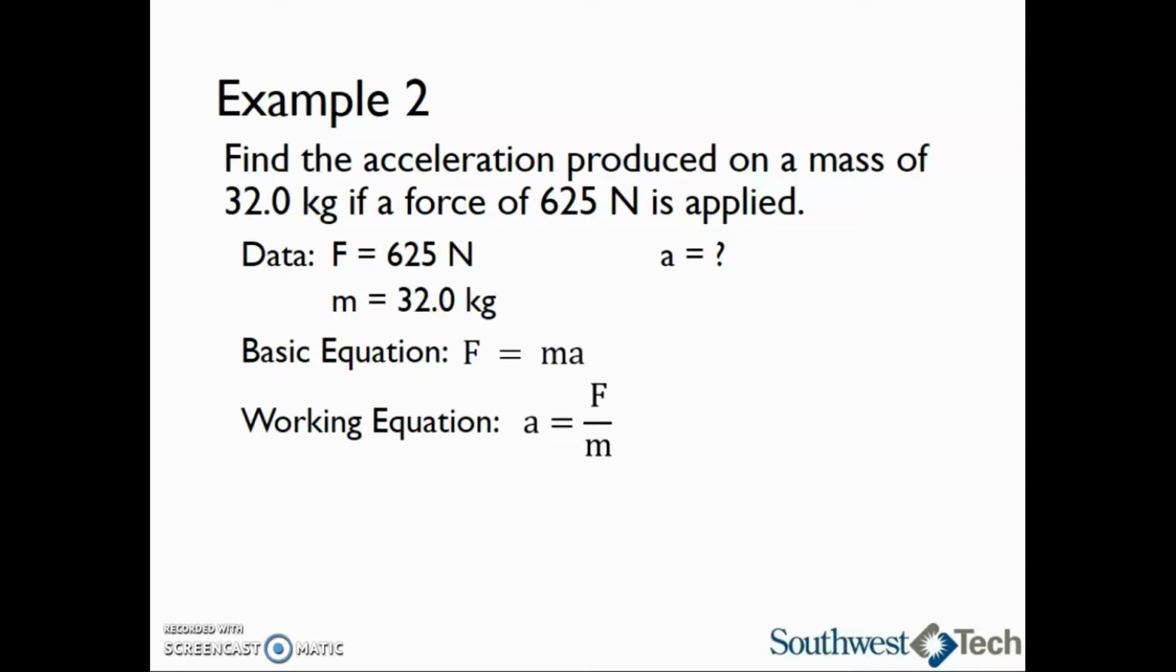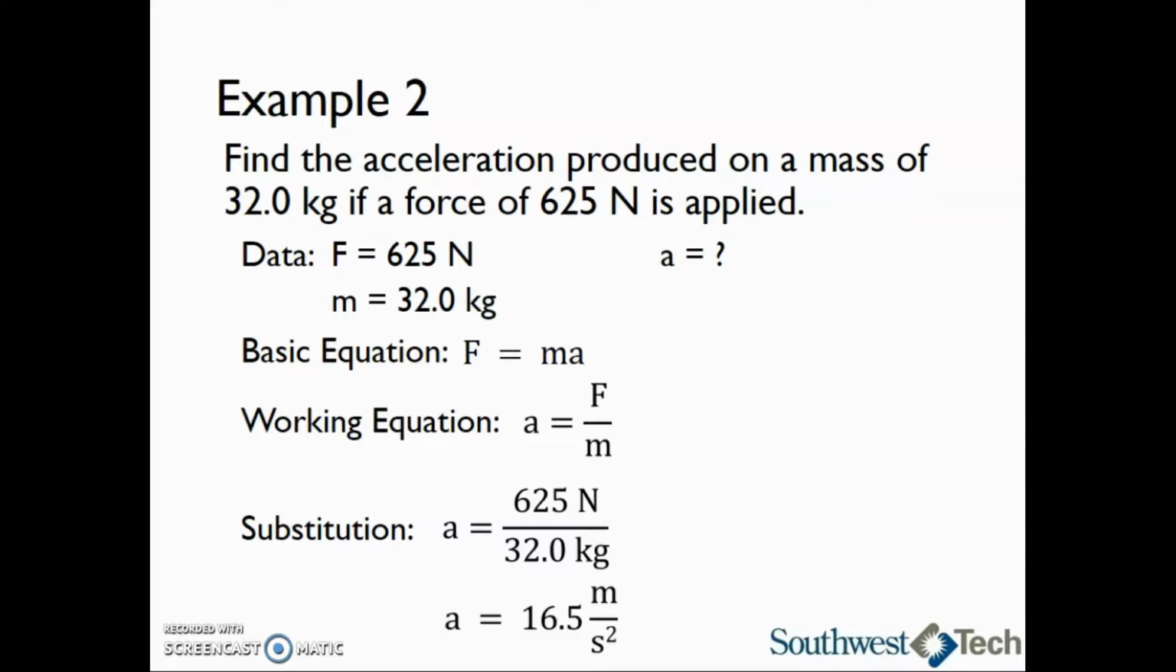Next, we can substitute to see that 625 newtons divided by 32.0 kilograms is equal to an acceleration of 16.5 meters per second squared, rounded to 3 significant digits. This concludes our examples of Newton's second law of motion.